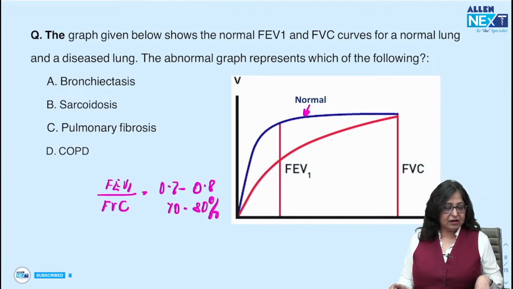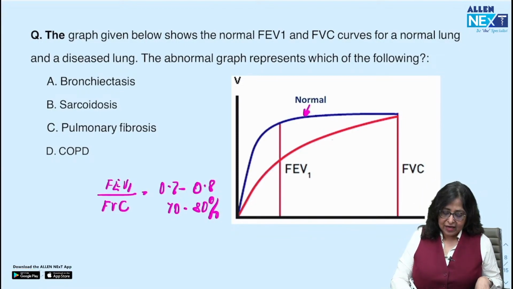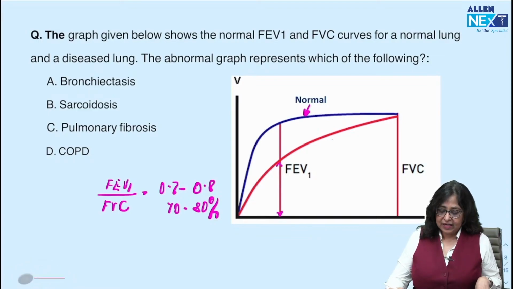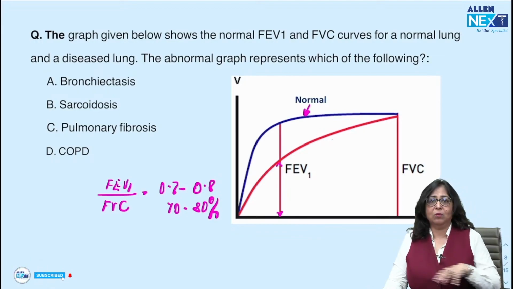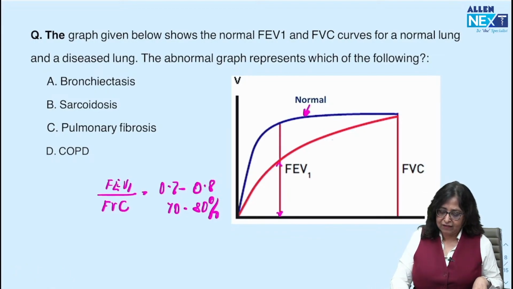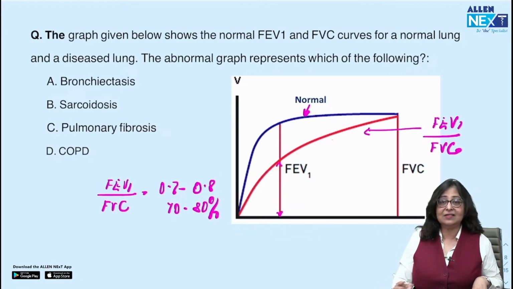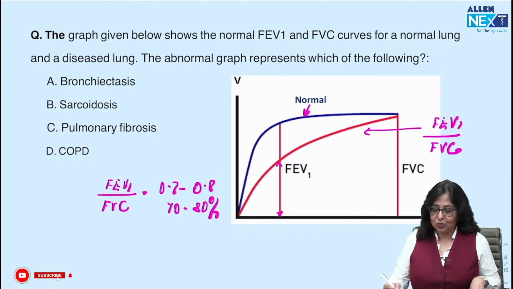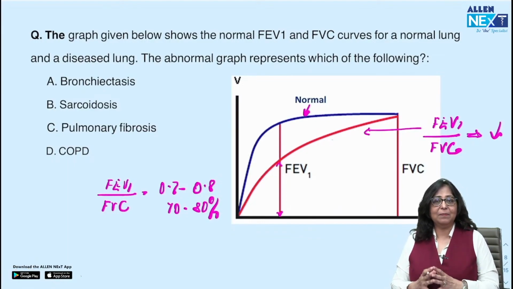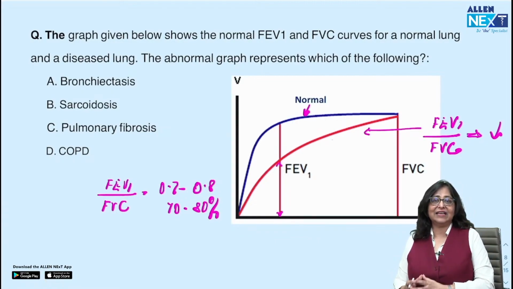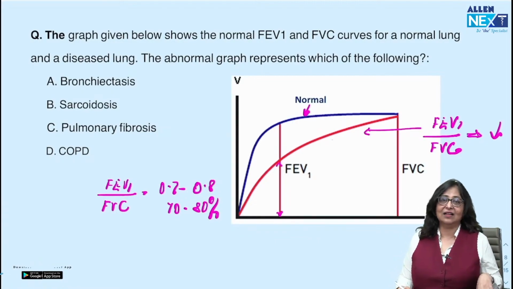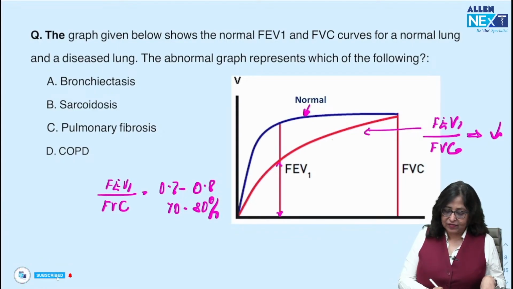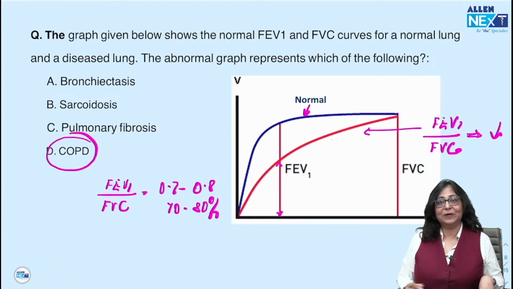Now, what you see in this graph, which is given in red, what has happened is the FEV1 has reduced. The FVC is normal. So that means what has happened to the FEV1 by FVC ratio? The numerator has decreased, the denominator hasn't. So what has happened to the ratio? Reduced. And FEV1 by FVC ratio will be reduced in an obstructive lung disease. And the obstructive lung disease here would be COPD.